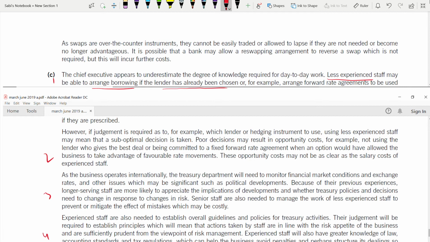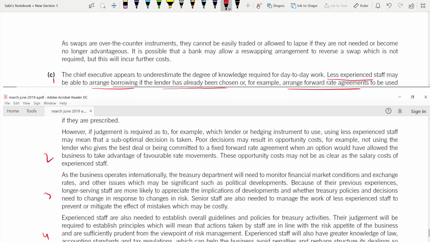So here, arrange borrowing, forward rate agreements to be used if they are prescribed. See, less experienced staff can only be used if the lender is already there. If you know who the lender is, you can arrange borrowing. But otherwise it is hard, because in this case you have to go for borrowings, right? You have to hedge, so you have to go for borrowing.